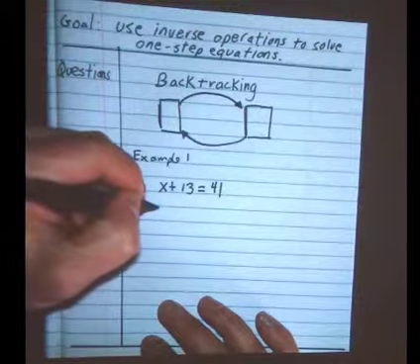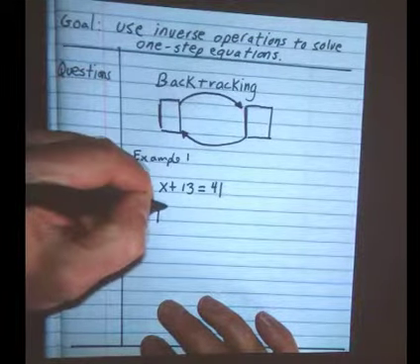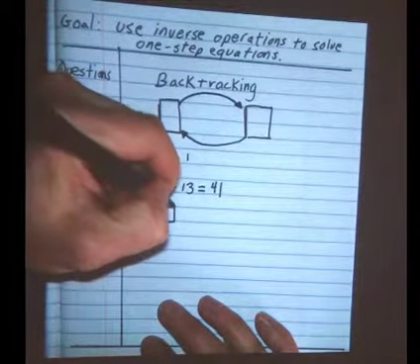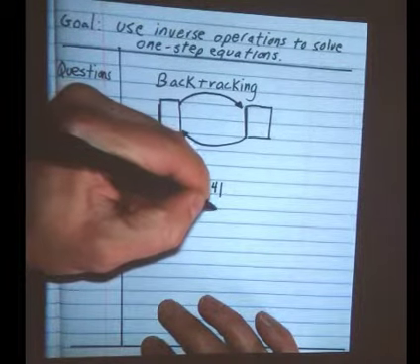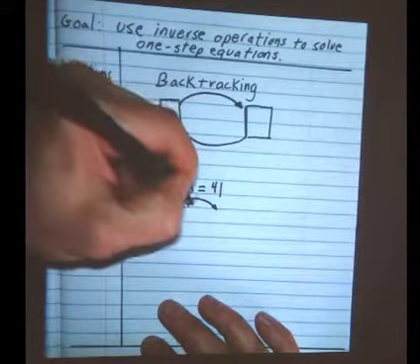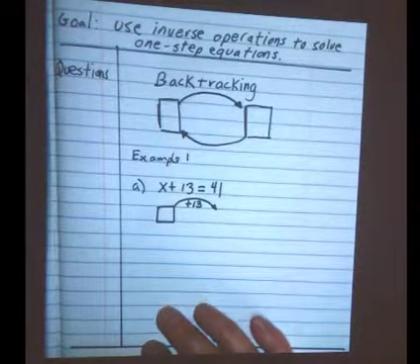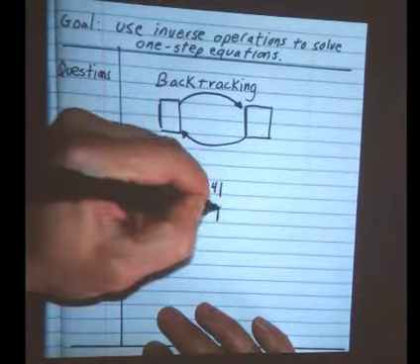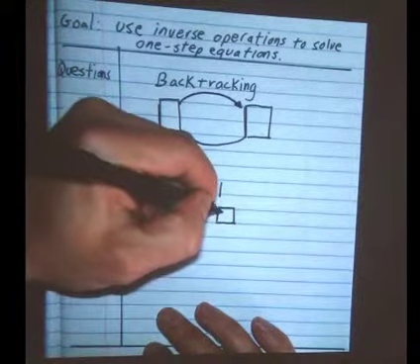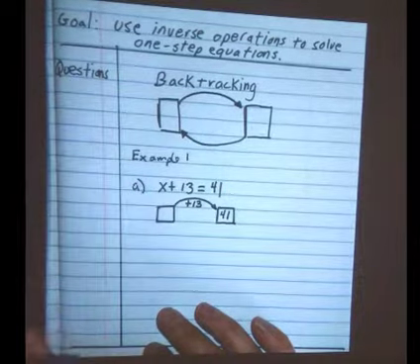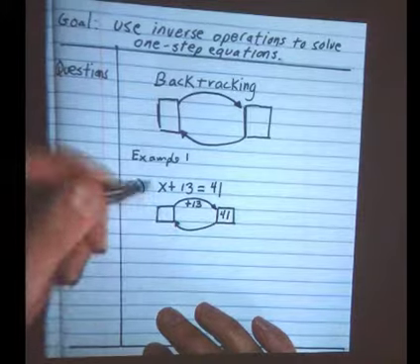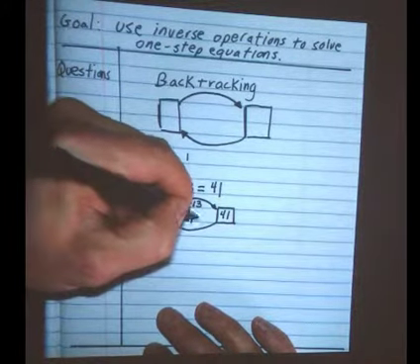So there was a number, so we make a box. When something happens to it, we make an arrow, and we write what happens, like a picture. So 13 was added to it. It became 41. So we put 41 in the box since we know what the value is. It becomes an equation. Then we backtrack and do the opposite of add 13, which is to subtract 13.